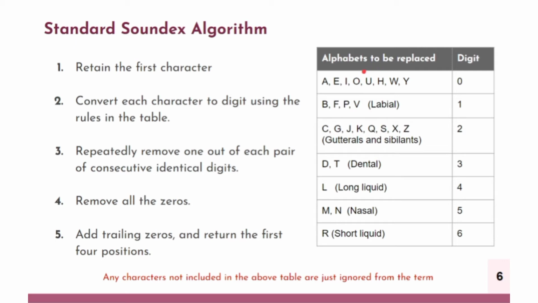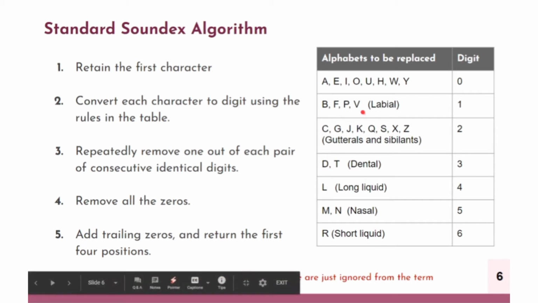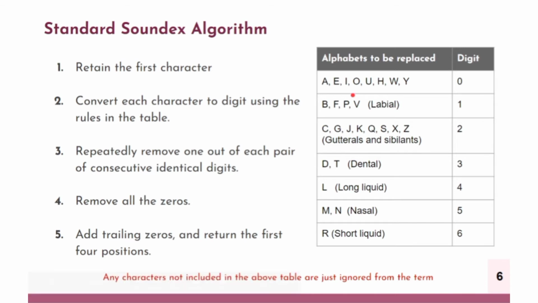So let's go ahead and see what these alphabets in categories are. Basically, all 26 alphabets are categorized into 7 categories. The first category consists of all the vowels and special characters like H, W and Y. Y is sometimes also used as a vowel. All these are categorized and should be replaced by the digit 0 in the Soundex algorithm.